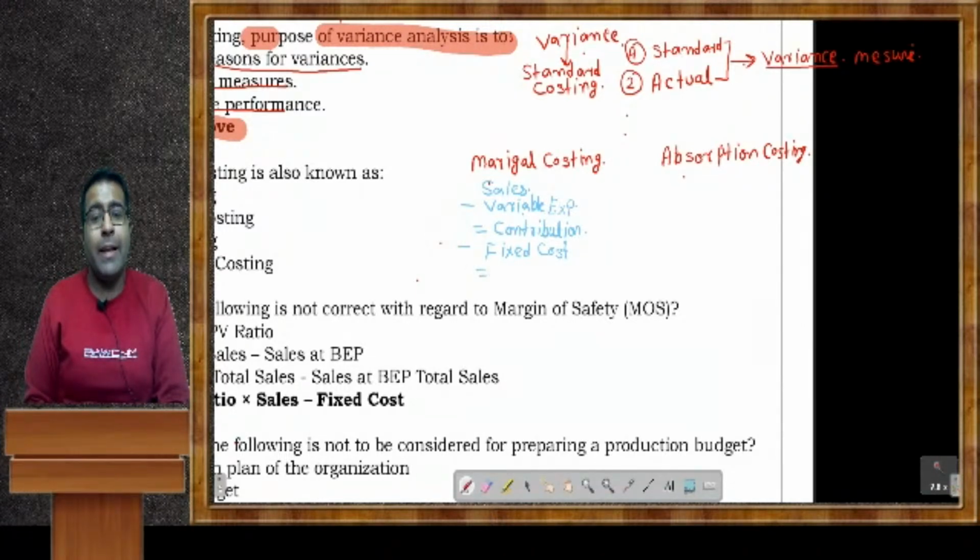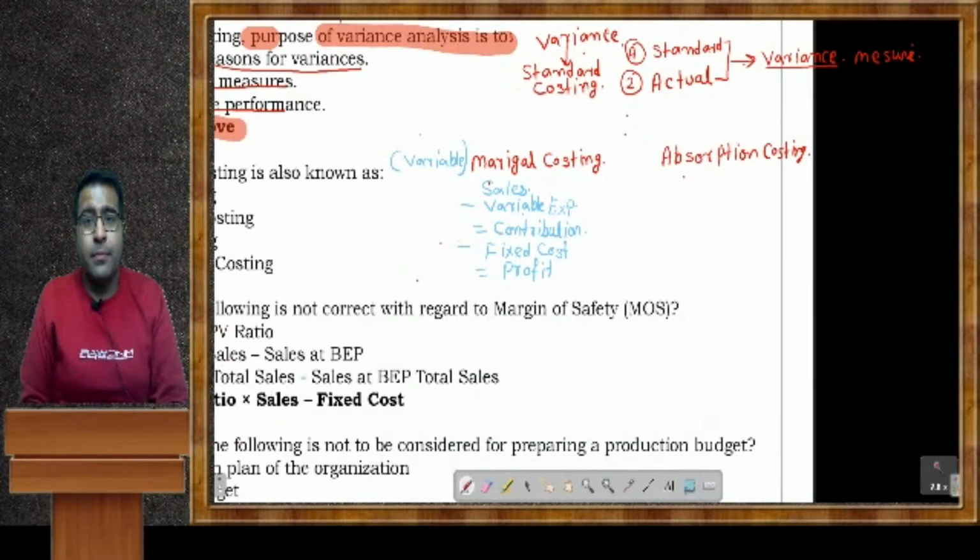At the end we will get profit. So marginal costing is also known as variable costing, because in marginal costing profit totally depends upon the sales and variable expenses. Fixed cost is always fixed. There is no relation between the variable cost and the fixed cost.